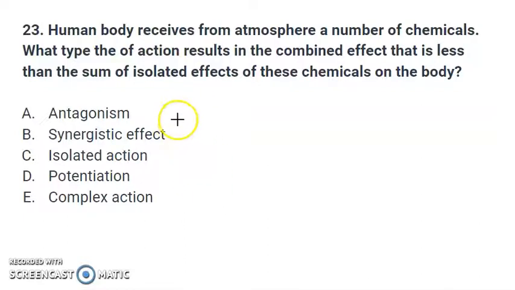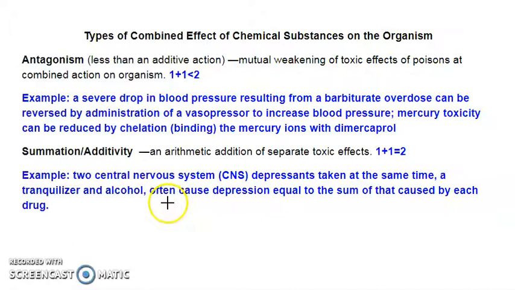Dear students, a question. The human body receives a number of chemicals from the atmosphere. What type of action results in a combined effect that is less than the sum of the isolated effects of these chemicals on the body? Answer options. A. Antagonism. B. Synergistic effect. C. Isolated action. D. Potentiation. E. Complex action.